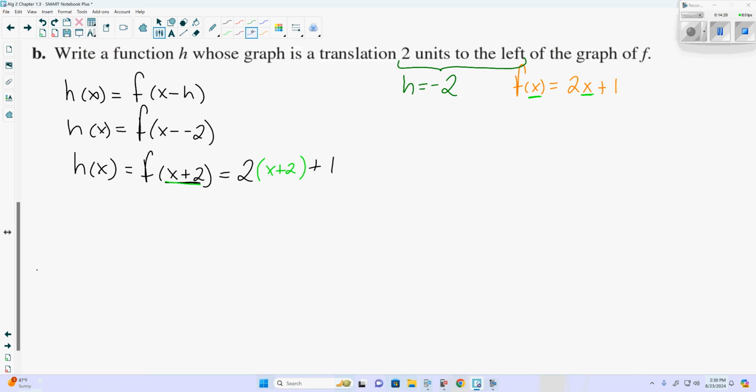Now on that note, you don't have to add this, I'm just adding this in as a side note. If it was 2x squared, when we plugged it in, it'd be 2 times x plus 2 squared plus 1. All those other properties and operations would still stay there. We're just replacing that x with x plus 2. So questions on how we got here?